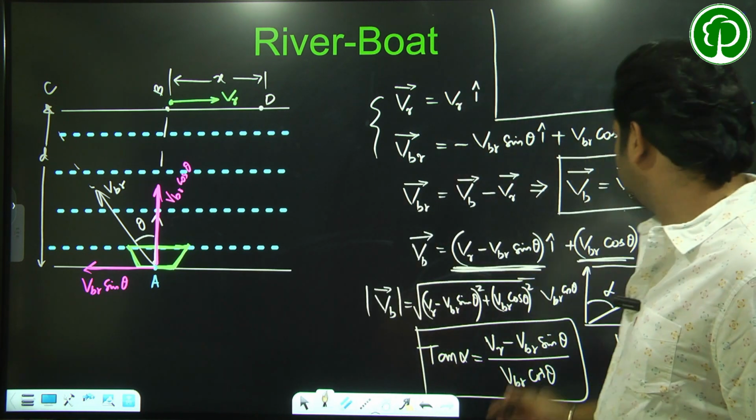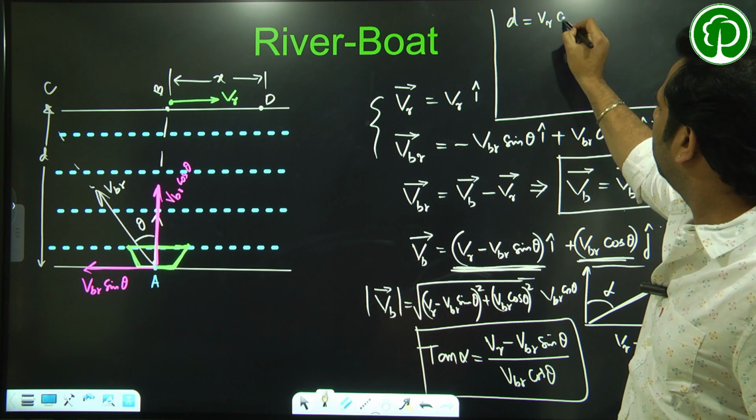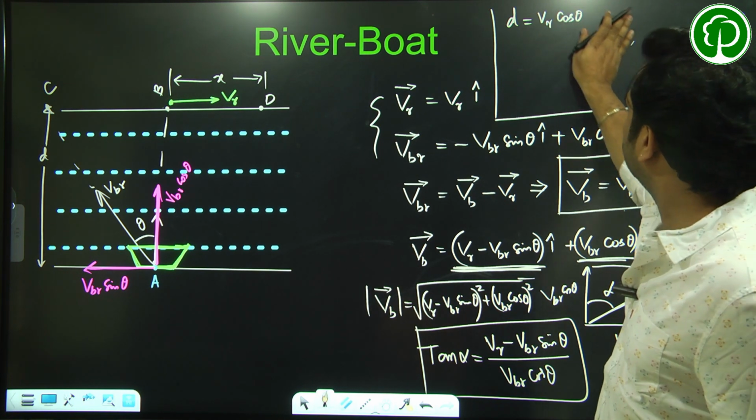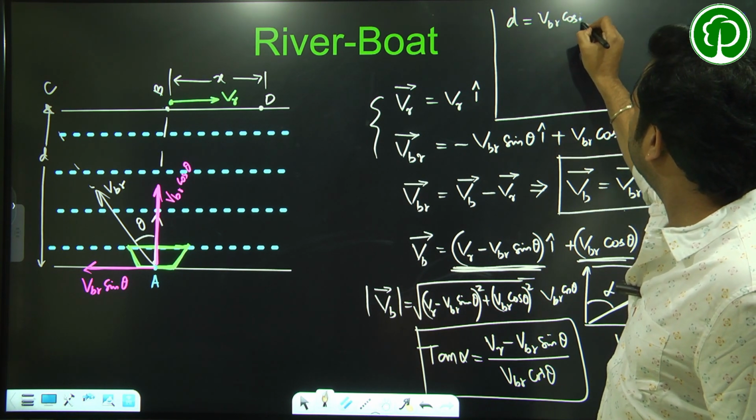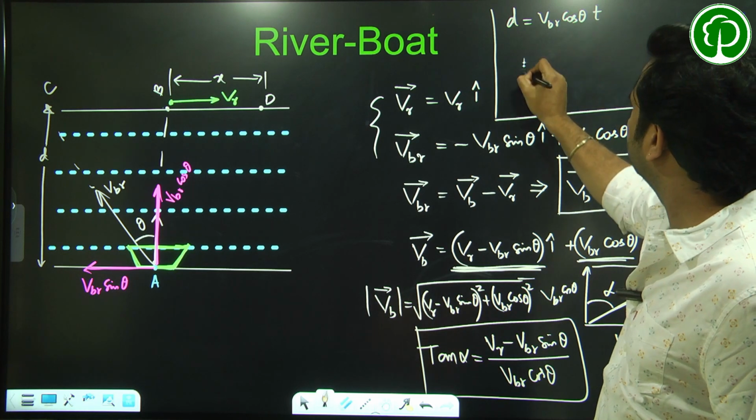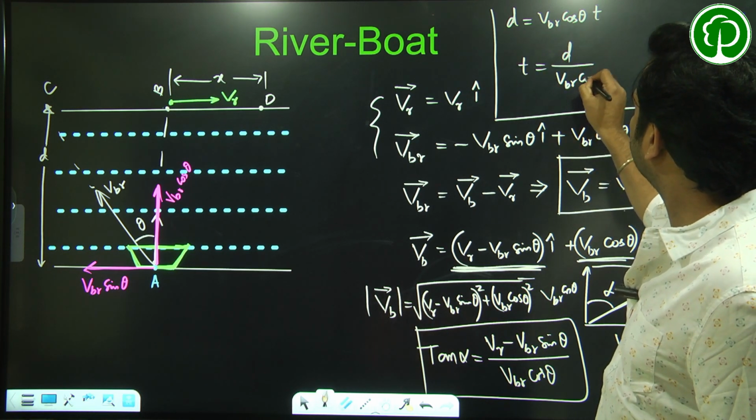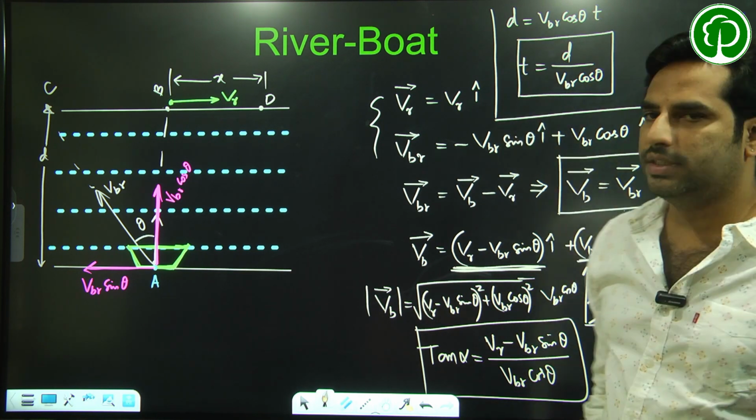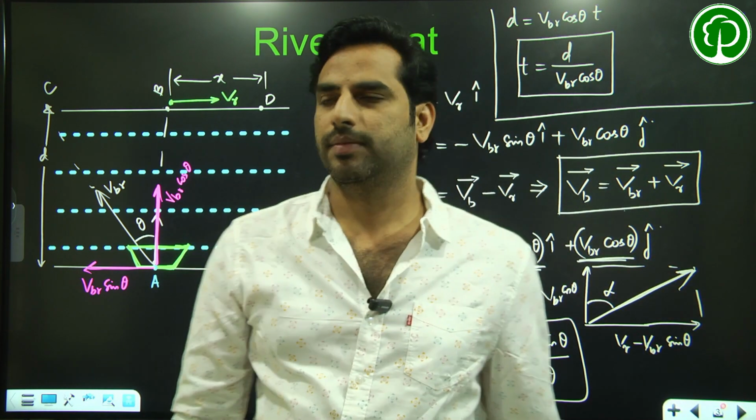So the equation is simple. Vertical displacement d is equal to vertical velocity VBR cos theta into time t. So vertical displacement is vertical velocity into time. So time is d by VBR cos theta. This is the time taken by the person to reach the opposite bank.